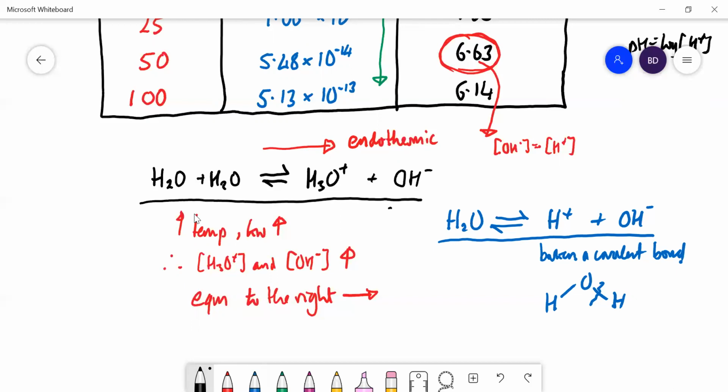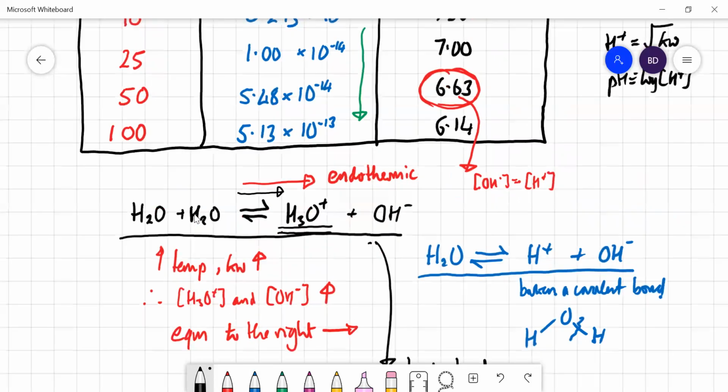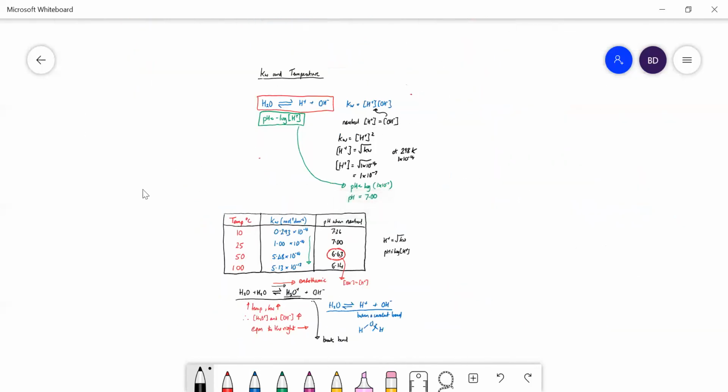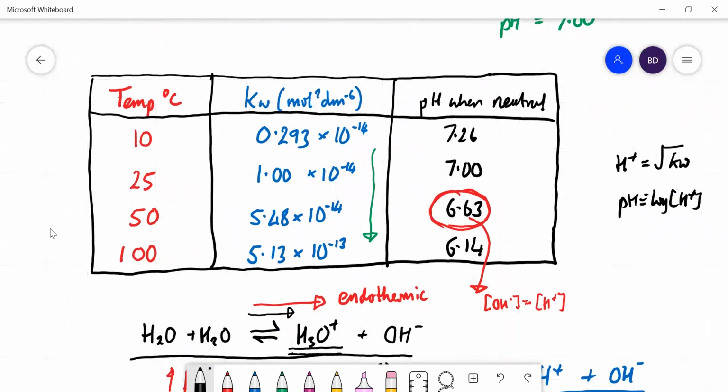And what we're doing there, yes, you do break a bond, but you also form a dative covalent bond in the H3O+, don't you? You're forming a new covalent bond between an H+ ion and the water molecule. So yes, you do break a bond when you go forward in this reaction, but you're also making another bond. So you can't tell from that alone whether it's endothermic or exothermic. But if you look at these values of Kw, we can see Kw getting bigger, so it must be endothermic in the forward direction.